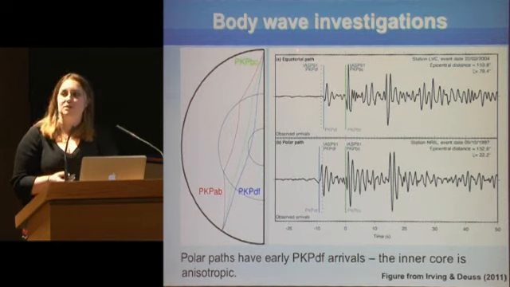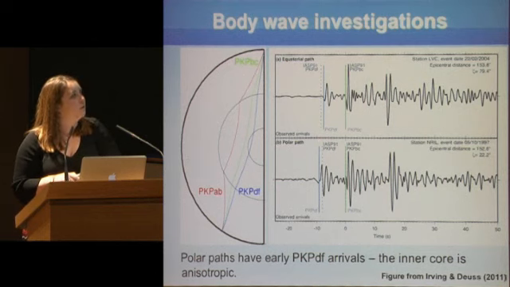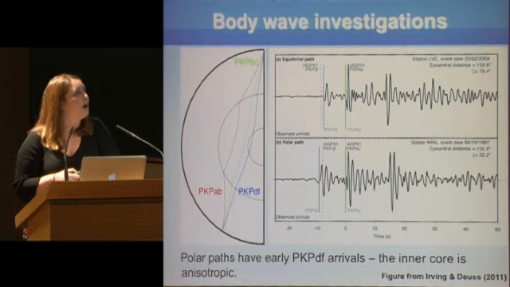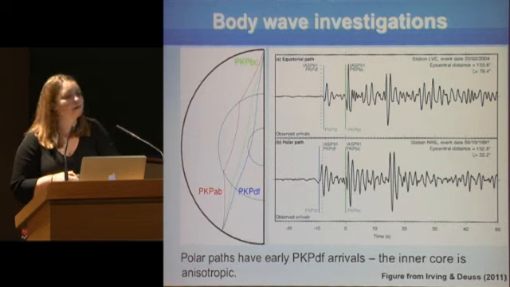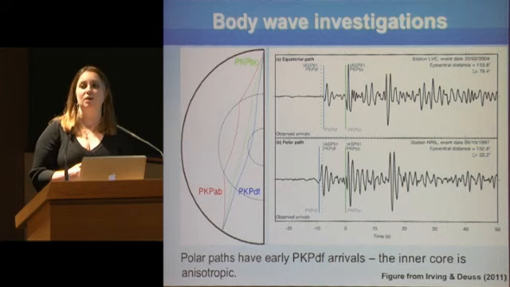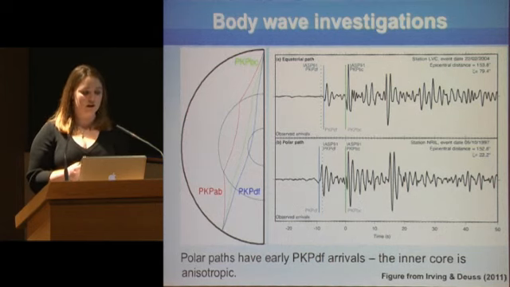On the other hand, for a different earthquake and a different station, we find that the wave which goes through the inner core is instead fast. So this equatorial path has a slow inner core, and this polar path has a fast inner core, and these two seismograms are part of a large data set which provides evidence for inner core anisotropy.